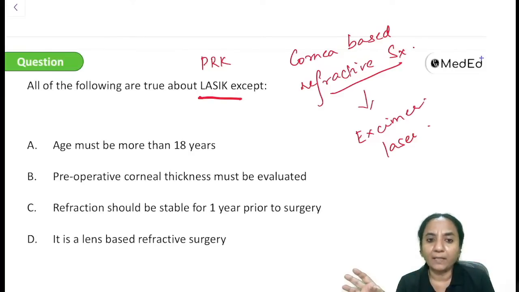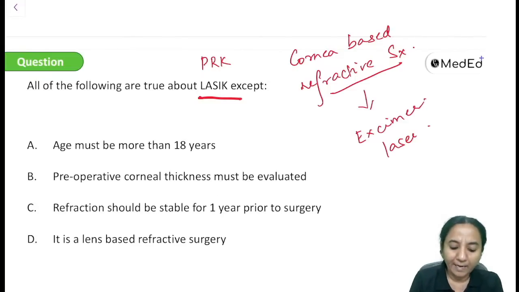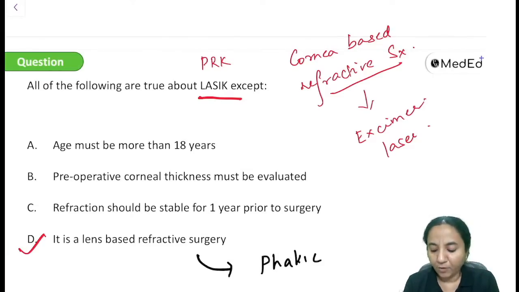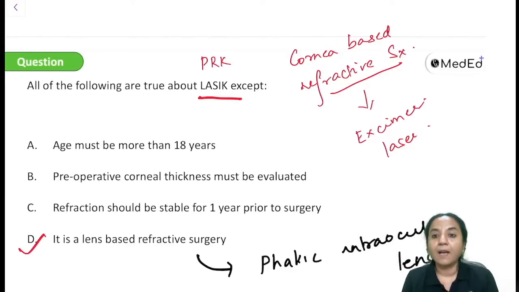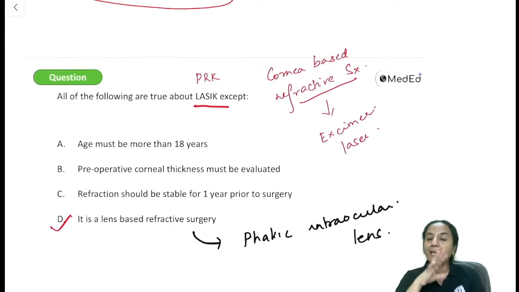So all of this is correct. What is wrong is that it's a lens-based refractive surgery. This is not lens-based, this is cornea-based. Which is the lens-based refractive surgery? The name of the lens-based refractive surgery is phakic intraocular lens. So what is phakic intraocular lens? In phakic intraocular lens, a corrective lens is placed in the eye in front of the crystalline lens. Mind you, it's not like cataract surgery. In cataract surgery, you remove the lens and you place an artificial lens.